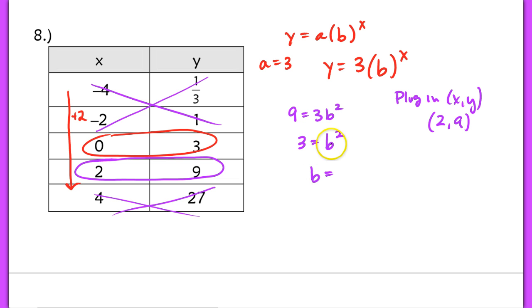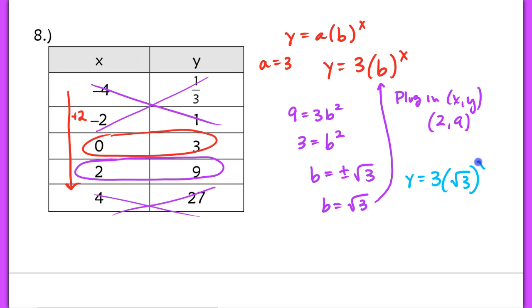And when I square root both sides here, I get positive or negative root 3. I'm sorry, ignore the negative root 3, so I end up with b equaling just root 3. Okay, and then I'm going to plug that back into the original general form here, so that I end up with the equation y equals 3 times the square root of 3 to the x power. So this is the final answer here for question number 8.